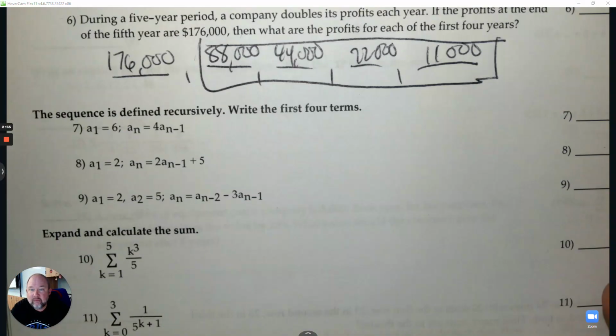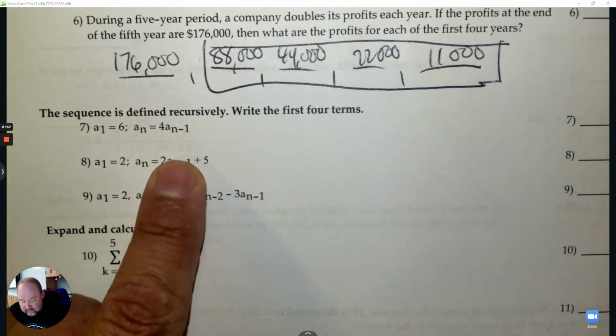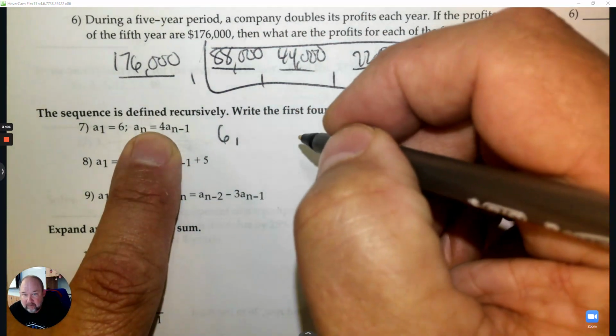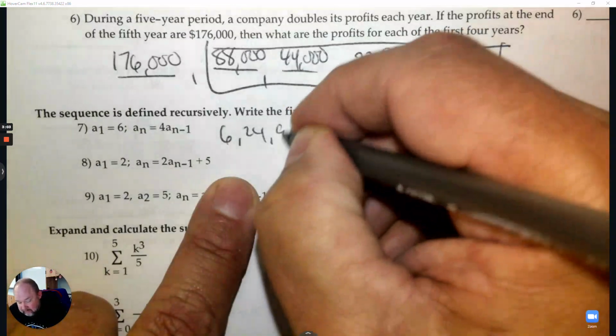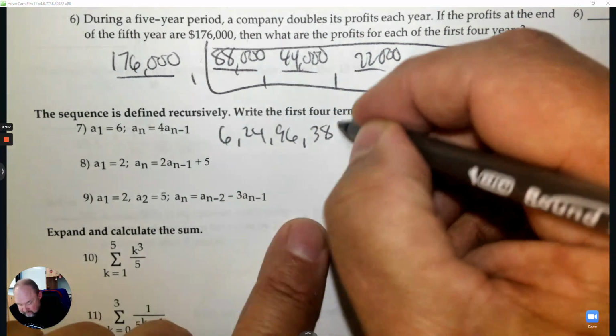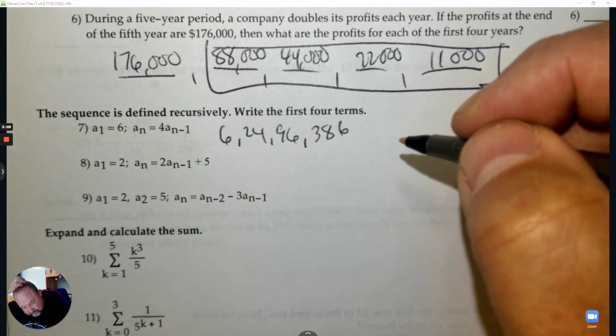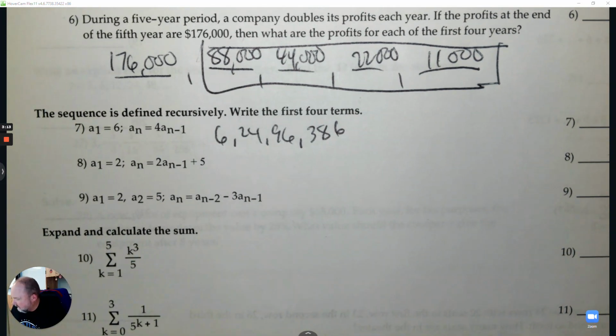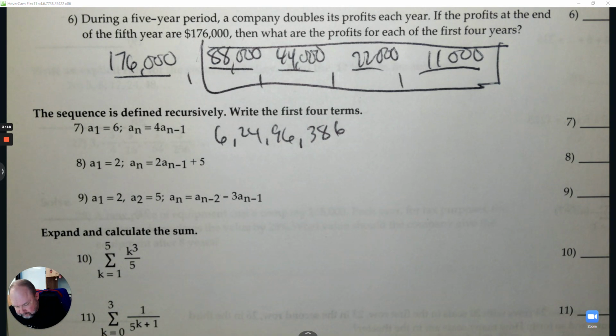So the sequence is defined recursively, right? The first four terms. So A1 is 6, then we're going to multiply by 4, then multiply by 4, then multiply by 4. I think that's right, 96. $384.